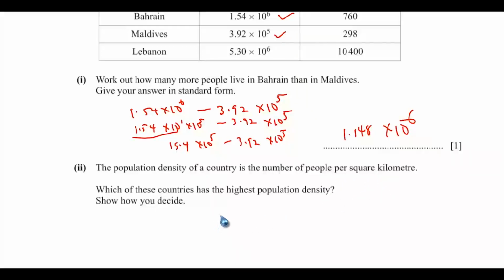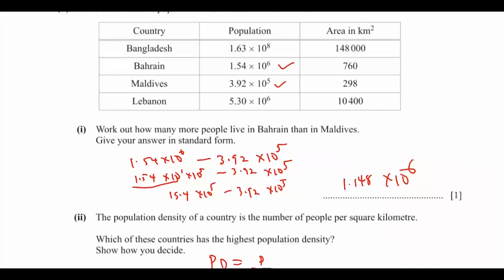Let's say population density, PD, will be equal to population, P, over area, A. So that is what we have there. Which of these countries has the highest population density? Show how you decide. You need to calculate the population density of each of these countries, then you will be able to get the highest one. Because of the table, let's just do it side by side here.